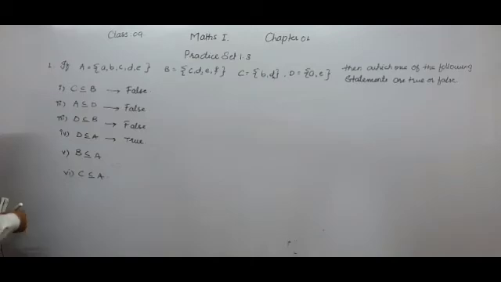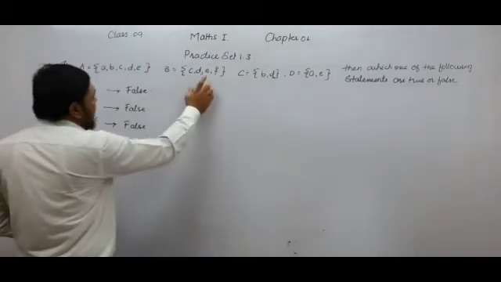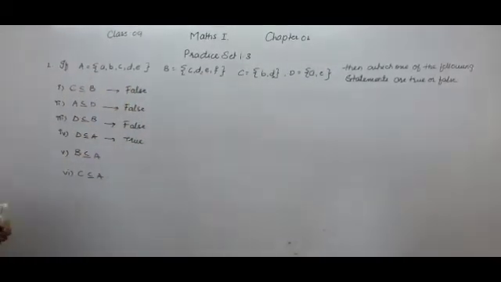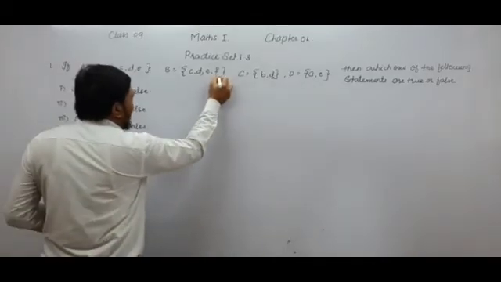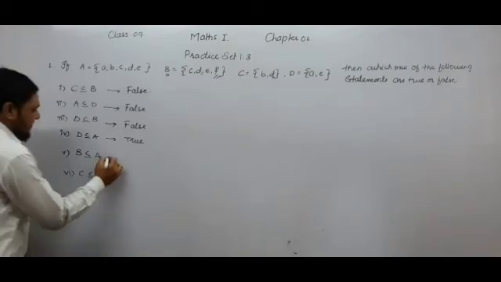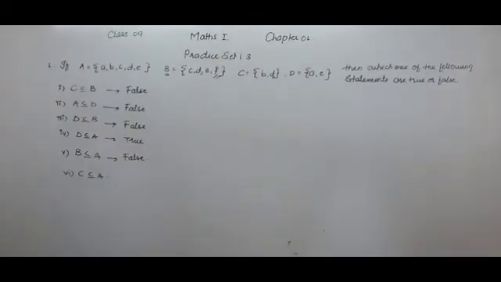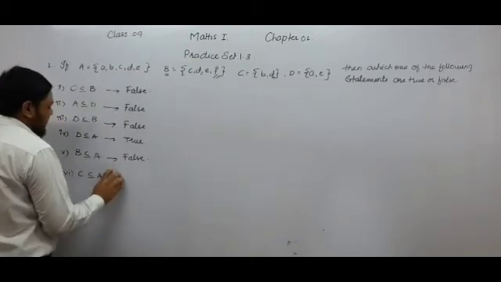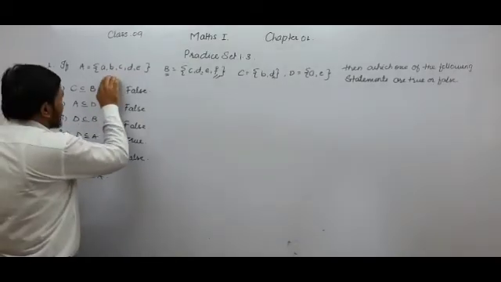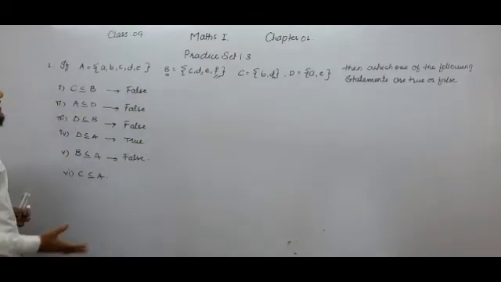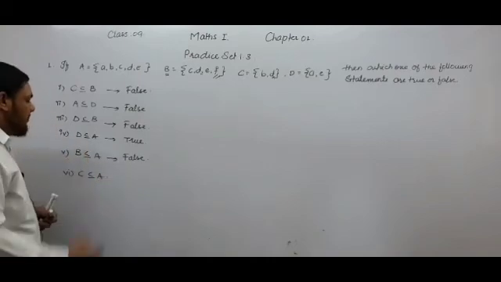Students, now the fifth one is B is the subset of A. See this set B: it is C, D, E and F, but F is absent in set A. F is an element of set B, but it is not an element of set A. So this statement is false. If F were there in set A, then we could say this statement is true, but as F is absent, we cannot say that B is the subset of A, because A does not contain all the elements of set B.